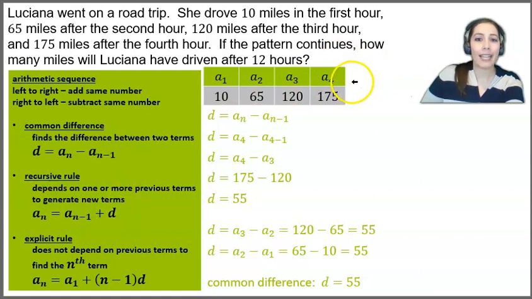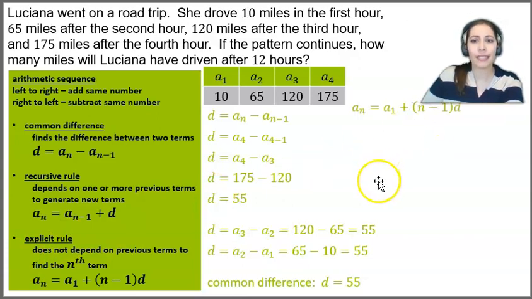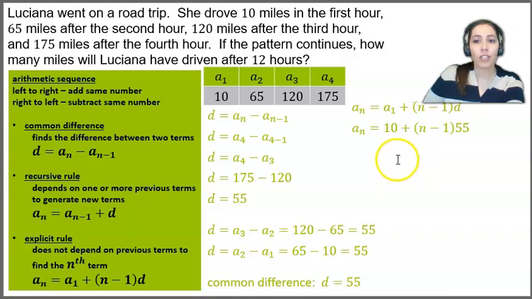But I don't want to find a sub 5 all the way through a sub 11. So I'm just going to go ahead and use the explicit rule. This explicit rule does not depend on the previous term. So the formula for this is a sub n equals a sub 1 plus the quantity n minus 1 times our common difference of d. So our a sub 1 is the first term in our sequence, which was a 10. And our d is our common difference, which I substituted with a 55.